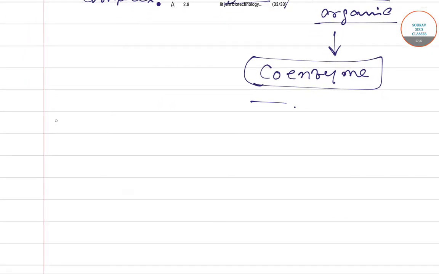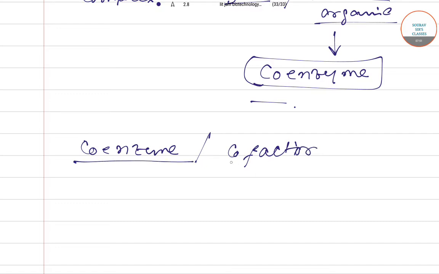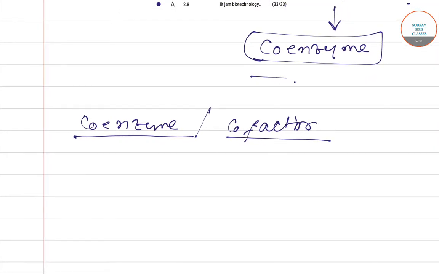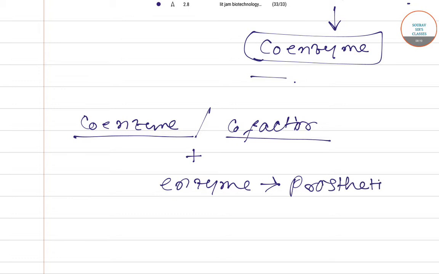Now some enzymes require both coenzyme and one or more cofactors. So the enzyme that requires coenzyme and cofactor both for their activity, when they are associated with the enzyme proteinaceous part, is called a prosthetic group. So this is called prosthetic group.